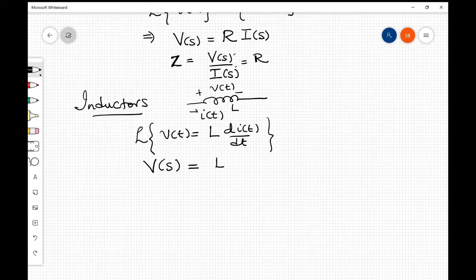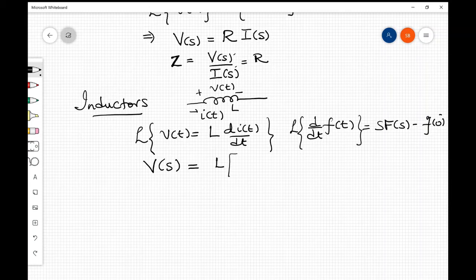You remember, in Laplace transform we have the law of time differentiation. It tells us that whenever we have the derivative df(t)/dt of a function f(t), its Laplace transform is always going to be s times F(s) minus f(0), right? So applying that principle here, the Laplace transform of di/dt is going to be multiplied by the inductance: L times (s I(s) minus i(0-)).